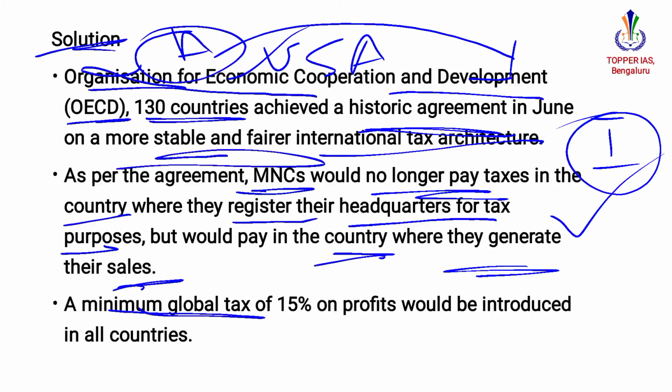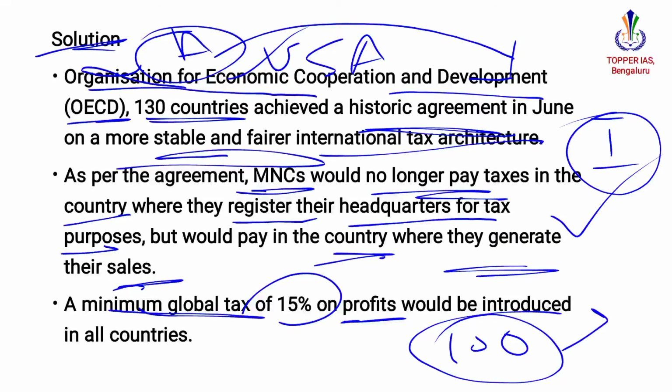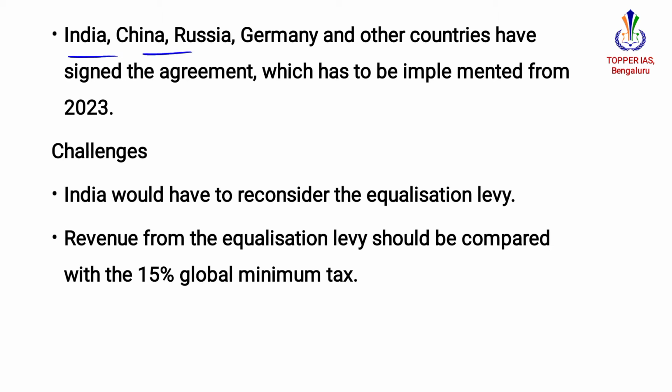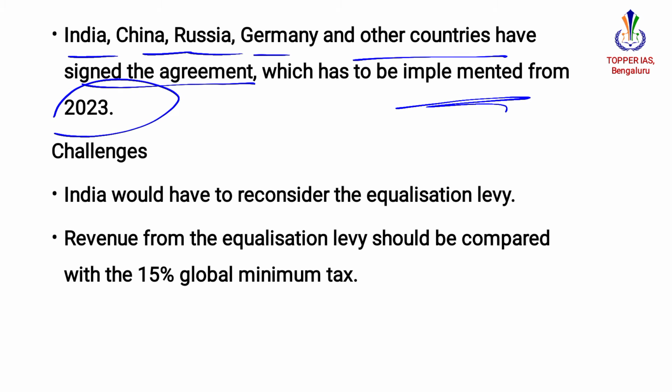The minimum global tax is 15% on profits. If they make 100 rupees profit, they should pay 15 rupees as tax. This should be introduced in all the countries. India, China, Russia, Germany and even other countries have signed this agreement, which has to be implemented from 2023.